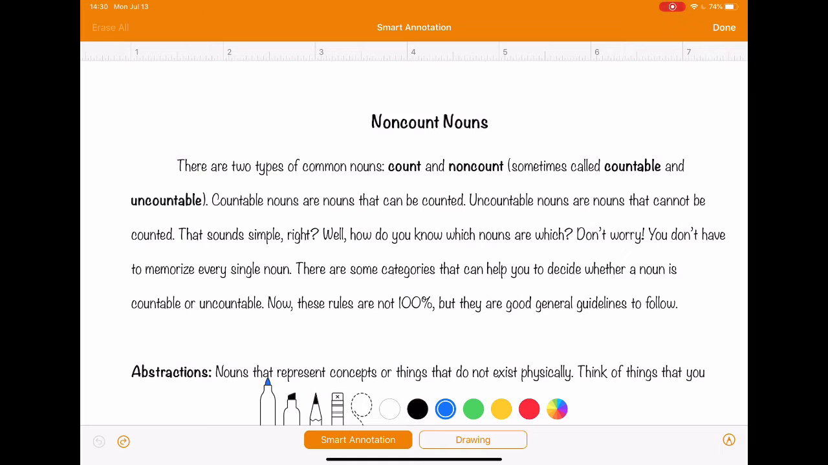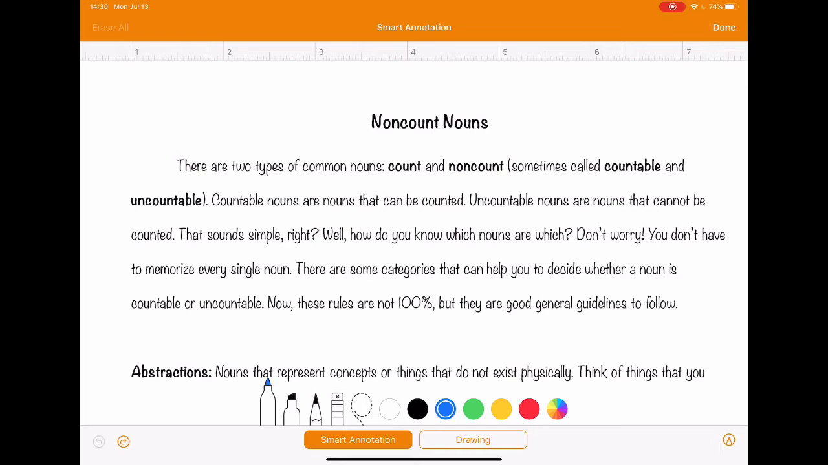And then make sure that you're familiar with irregular plural forms, for example, child and children, or woman and women, person and people, things like that. But in this video, we're going to mostly focus on non-count nouns or uncountable nouns.